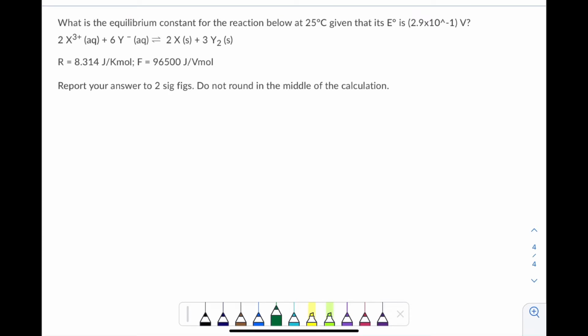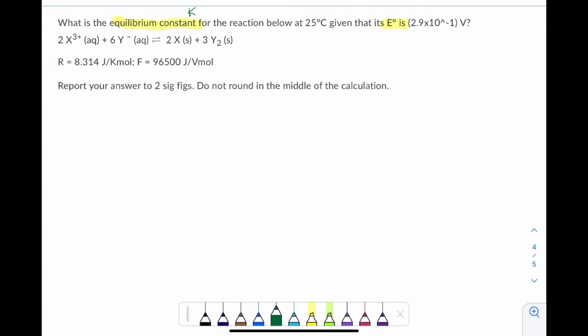All right, this is from our electrochemistry module. We want to know what the equilibrium constant for the reaction below is given the value for E naught. So you need the equation that relates E naught and equilibrium constant, which is capital K. There are a couple different ways it might be presented.